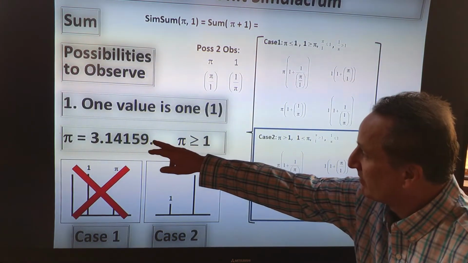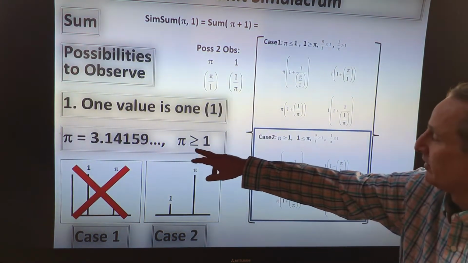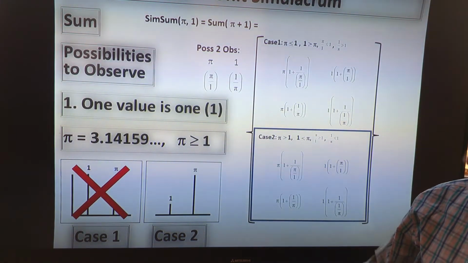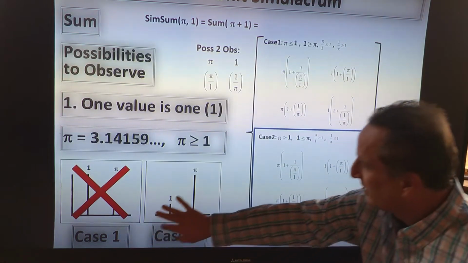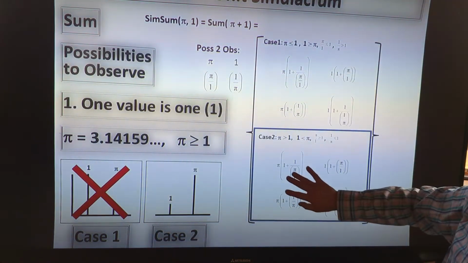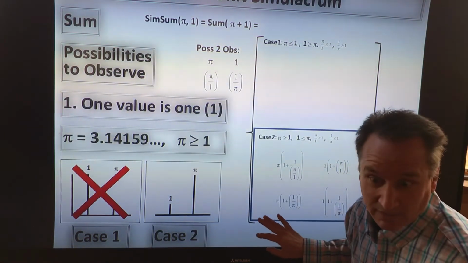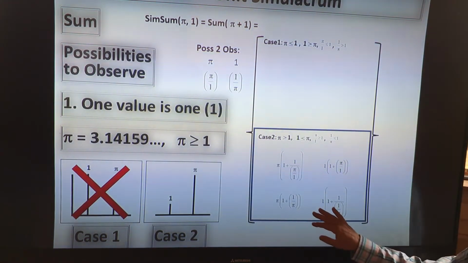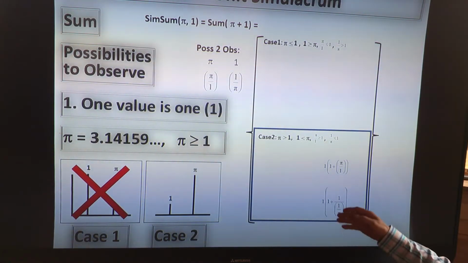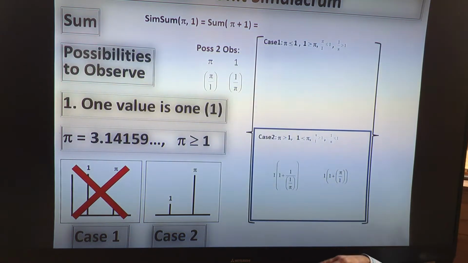Now the symbol pi has a definition in our world. It's assigned the value 3.14159, and it is greater than or equal to 1 by default. So it's not going to be case 1, it's going to be case 2. We can eliminate all of case 1 and just choose the case 2 solution that we want. In the case 2 solutions, 2 of them have 1s that will easily cancel out, so we select those and let those 1s cancel out. And again, it comes down to 1 plus a ratio or 1 plus 1 over a ratio, as always.